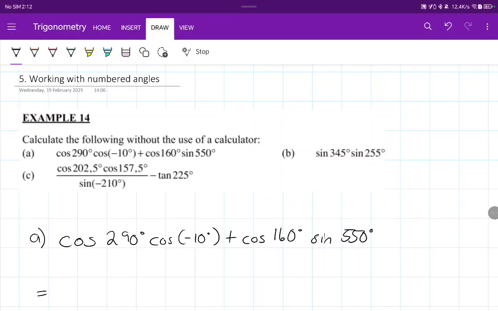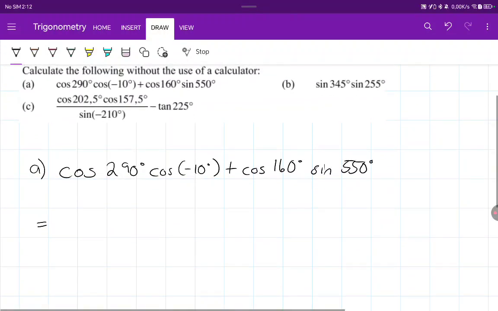Let's look at what to do when we're working with angles that have numbers attached to them, not theta, alpha, etc. So in this one, I want us to just have a look at example number A. Cos 290 degrees multiplied by cosine of negative 10 degrees plus cosine of 160 times sine of 550.